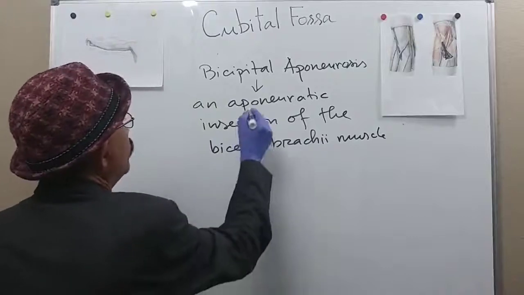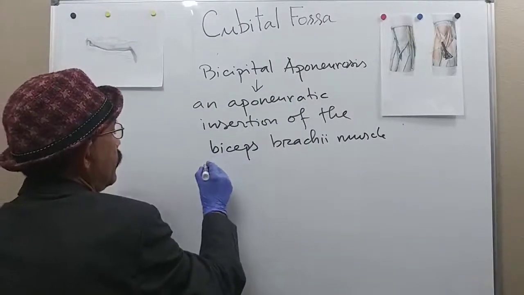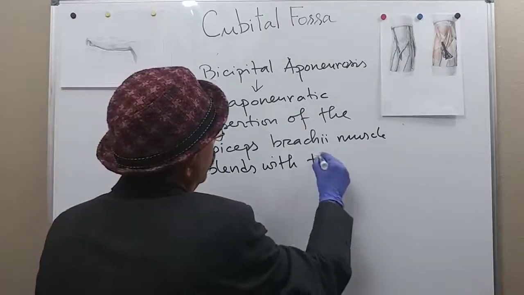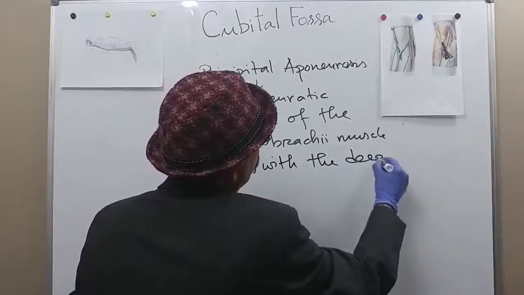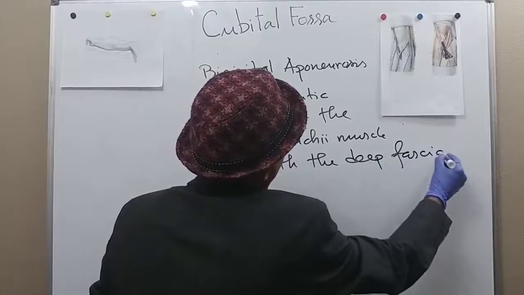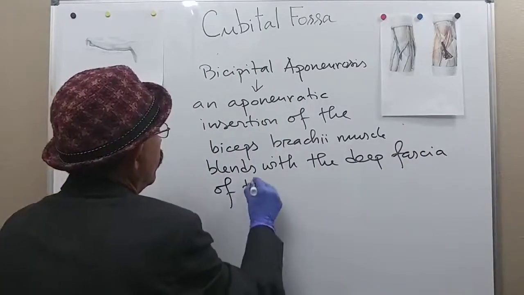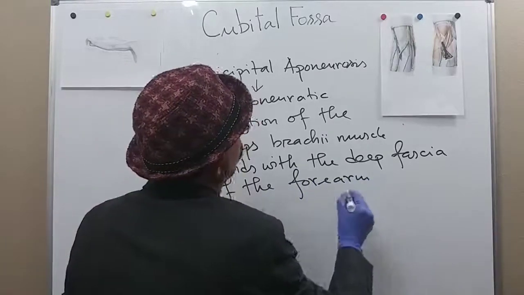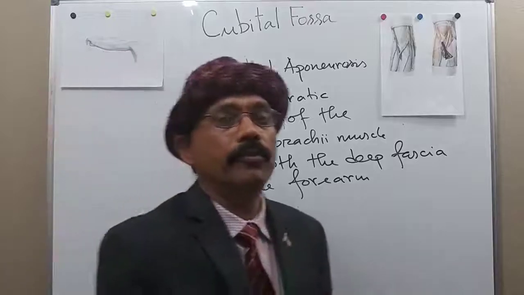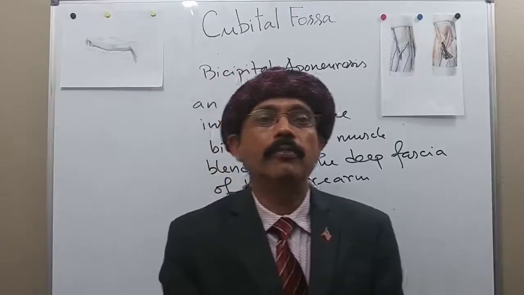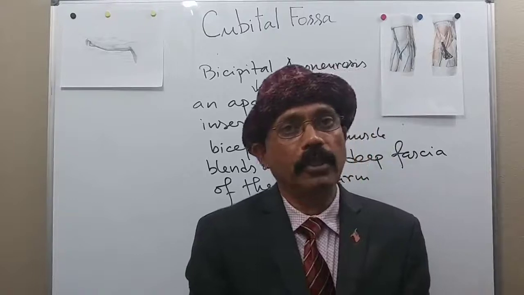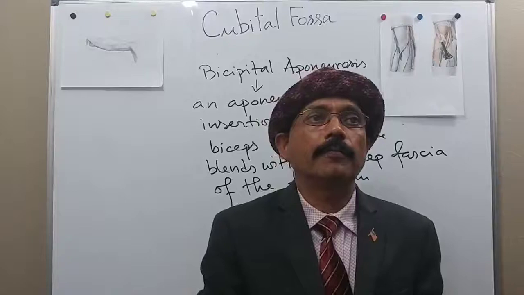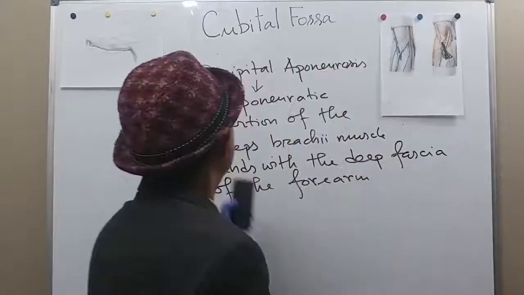This blends with the deep fascia of the forearm. We have the bicipital aponeurosis, which is very important to protect the structures in the cubital fossa. We have the roof.